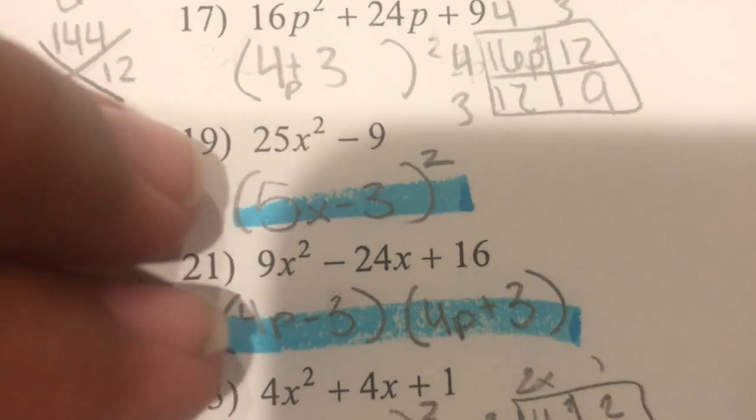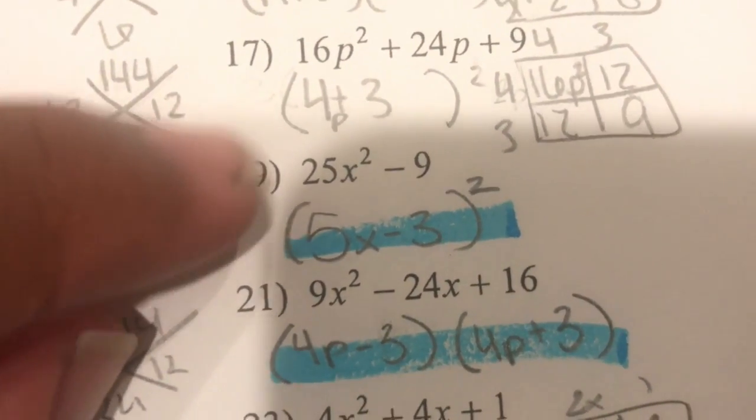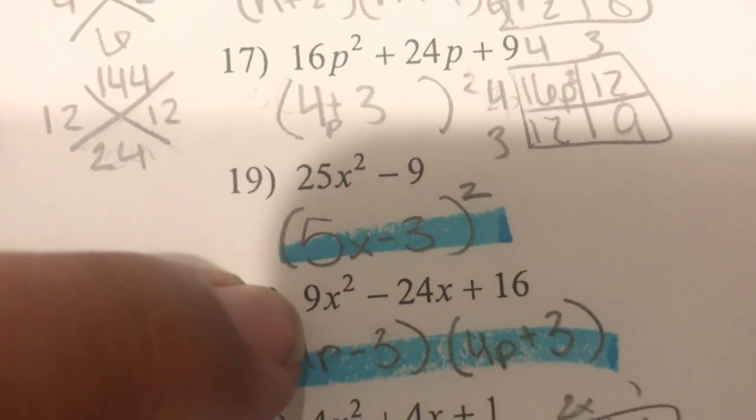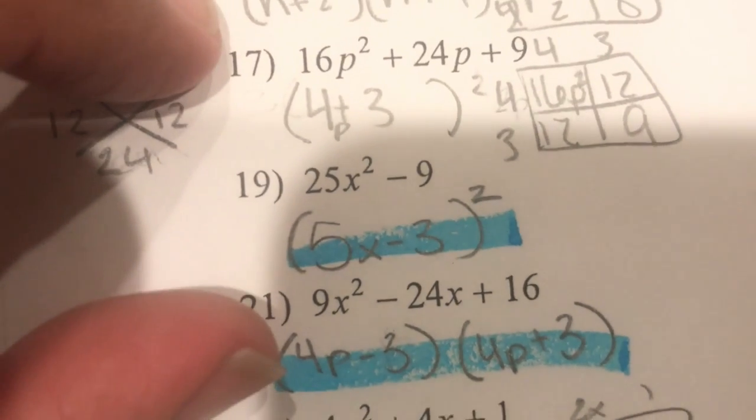So the shape of the answers between these two are mixed up. This one should have been a plus and minus. This one should have been a number squared. But I don't know where 4p comes from. Well, it looks like it comes from up here.